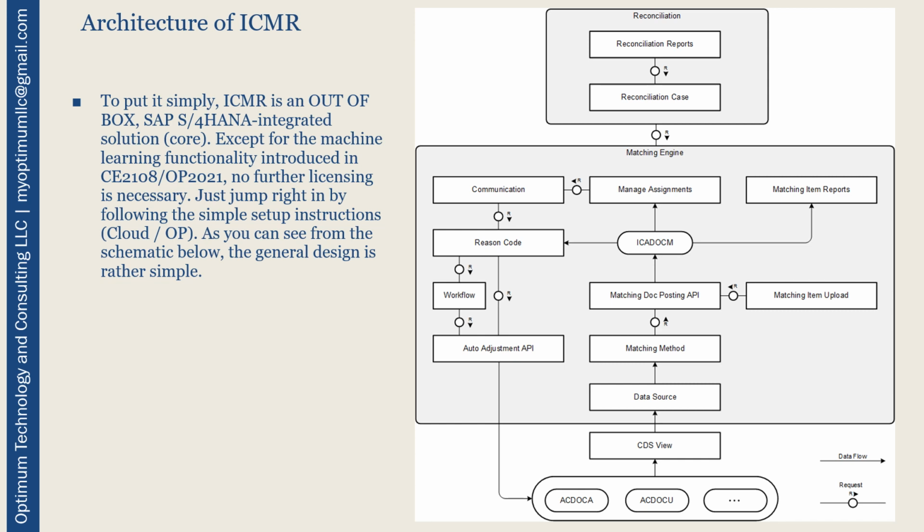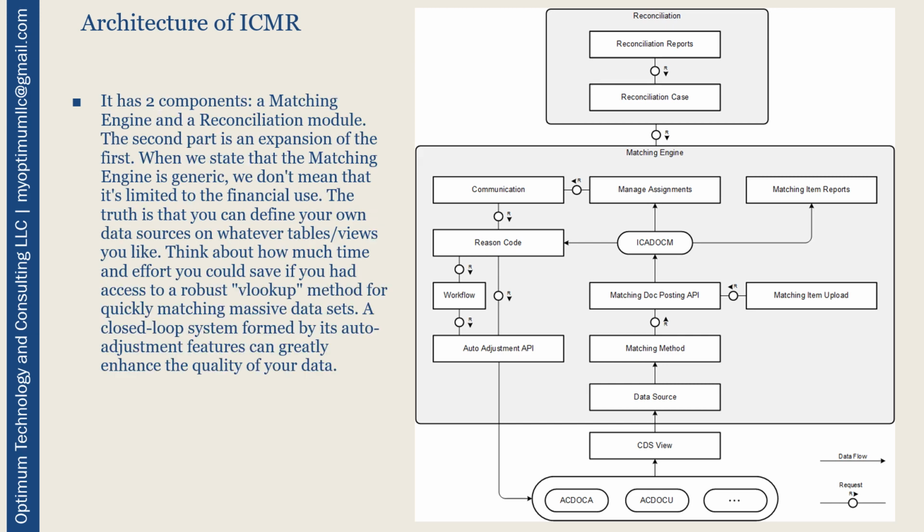Except for the machine learning functionality introduced in CE 2108/OP 2021, no further licensing is necessary. Just jump right in by following the simple setup instructions, cloud/op. As you can see from the schematic below, the general design is rather simple. Architecture of ICMR. It has two components, a matching engine and a reconciliation module. The second part is an expansion of the first.